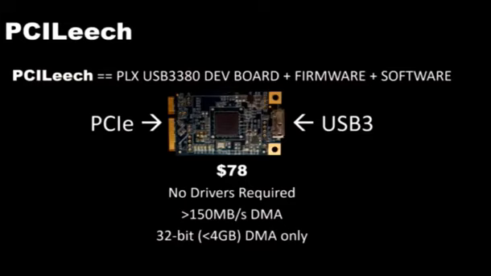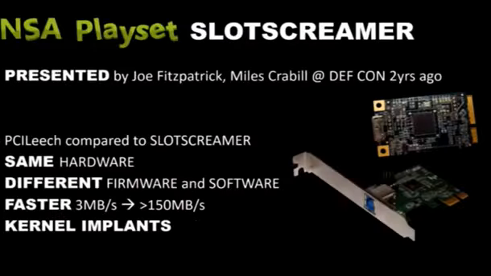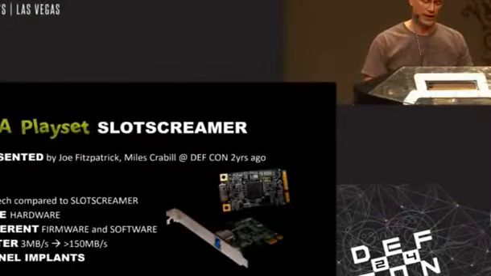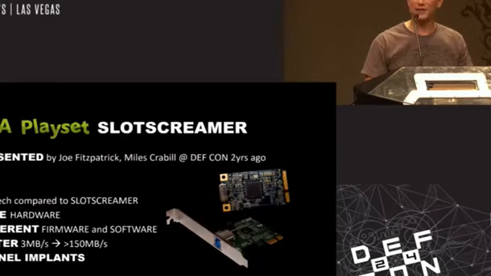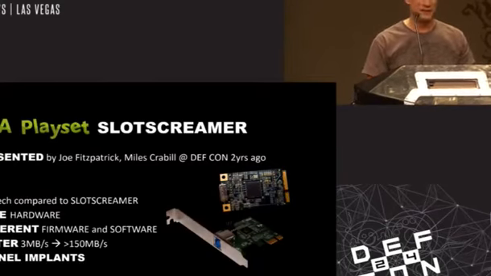The USB 3380 is able to send both DMA reads and writes into the target system main memory. To the right, you see a USB 3 connector, which allows for connecting this board to a controlling computer. It was presented 2 years ago as the NSA Playset SlotScreamer device by Joe Fitzpatrick and Miles Crabill. I really want to thank Joe for bringing this really nice piece of hardware to my attention. So thank you very much, Joe.